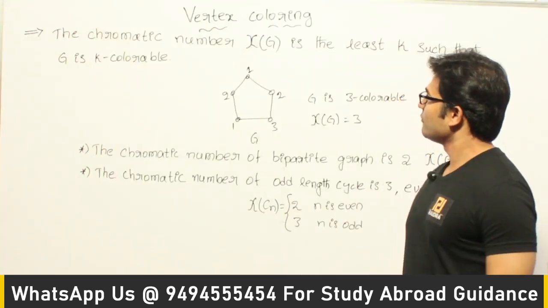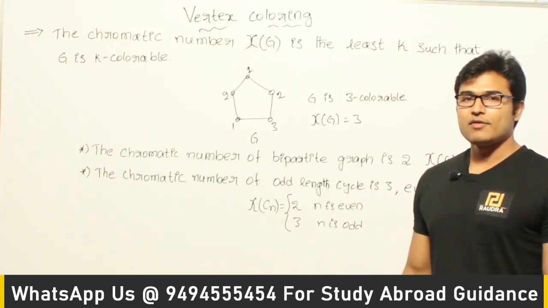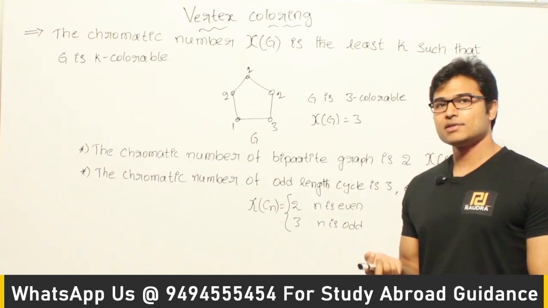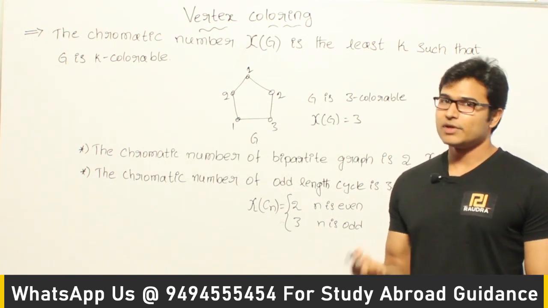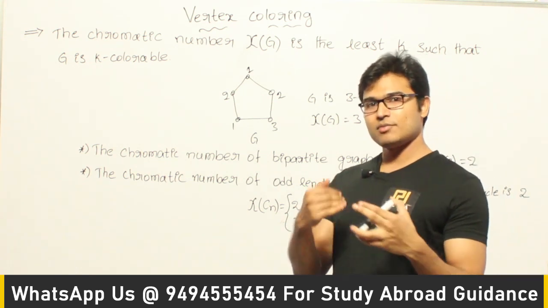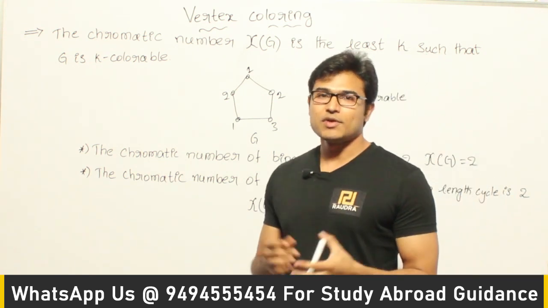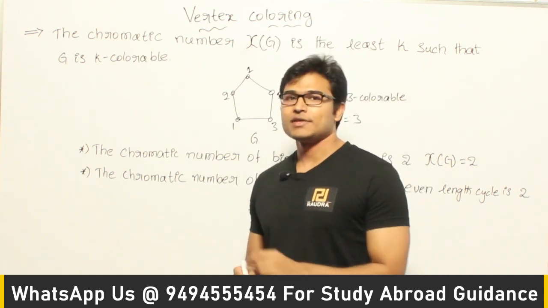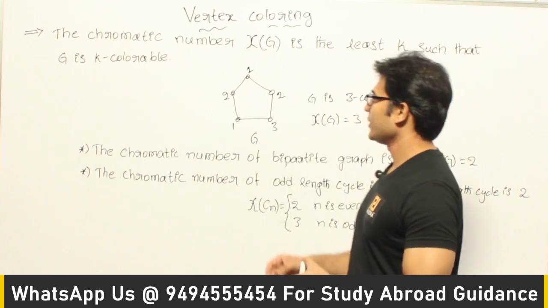Now let's see the concept of chromatic number. Whenever a graph is k colorable, we are interested in what is the minimum value of k that we can use, which means we want to always color the graph with as few colors as possible. Once you can find out the least number of colors required, that number is called the chromatic number of the graph.